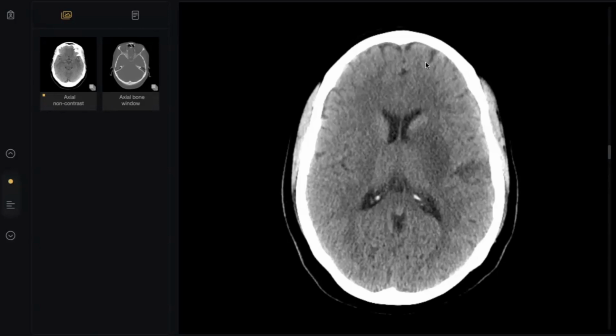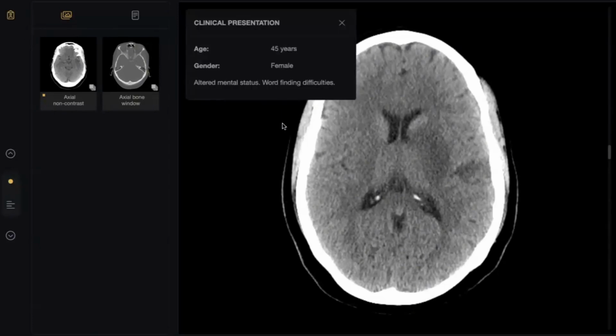Let's start our adult CNS cases today. Our first candidate. This is a plain CT study, single cuts. Doctor, I didn't tell you the history. A 45-year-old female patient presented with altered mental status and word finding difficulties.